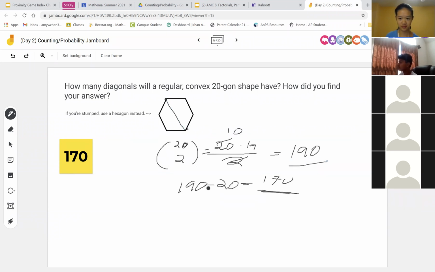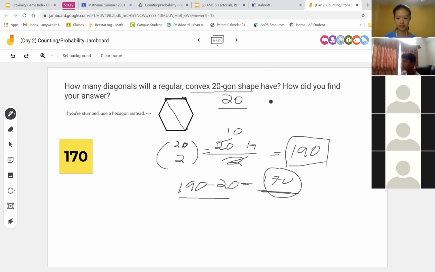So we think we have 190 diagonals, but there's one thing. For example, in this hexagon, if I chose these two vertices, this is not a diagonal. It's just a side. So we have to subtract 20, because this has 20 sides, and we have to subtract all the cases where picking two vertices gives a side. So we just subtract 20 and we get 170. You guys understand?